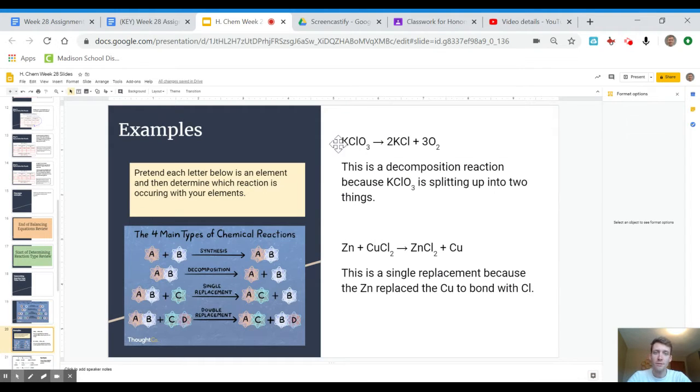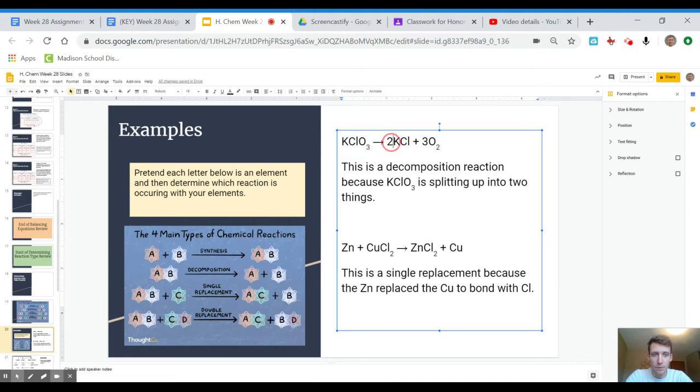On this slide, you can see a few examples, starting with this potassium, chlorine, oxygen, which breaks down into potassium chloride and oxygen, actually. You can tell that this is a decomposition reaction because this larger group of elements is breaking apart into two smaller ones. Thus, it's decomposing. This is a decomposition reaction. Just like you see here, we've got a group that's breaking down into two smaller parts. Decomposition.